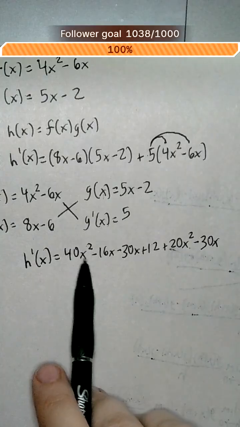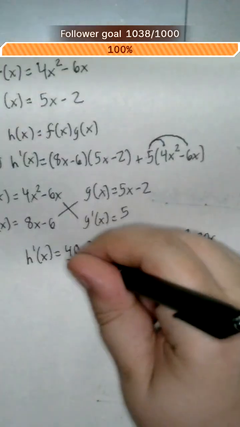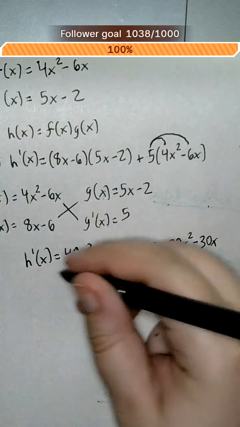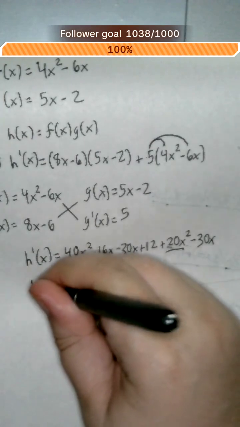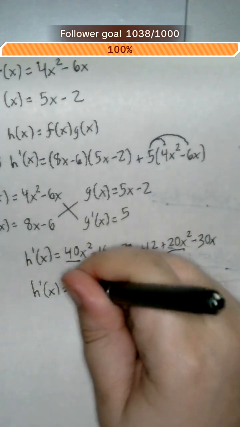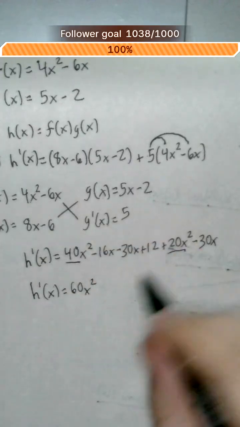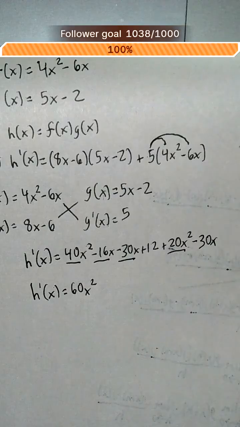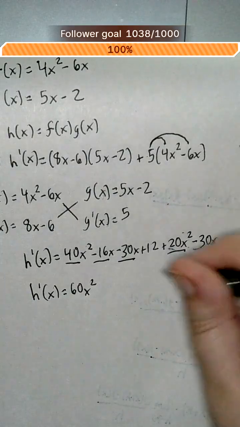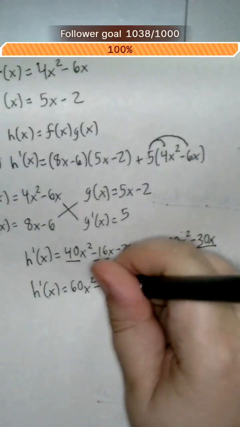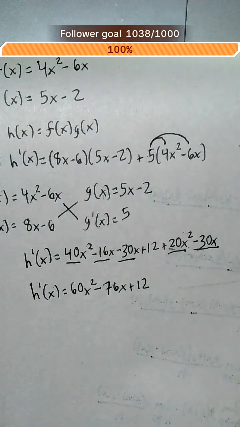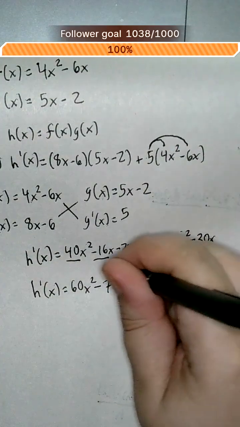So here, I'm just going to combine my terms. So I have 40x squared plus 20x squared is going to be 60x squared. Negative 16x minus 30x is negative 46x. Minus another 30x is going to be negative 76x. And then plus 12. And that's it. I would stop here.